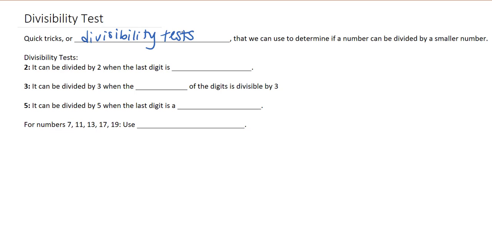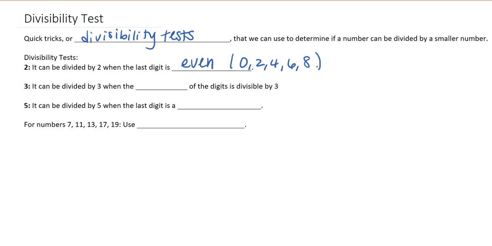It can be divided by 2 when the last digit is even. I hinted at this in the last video, where if it's an odd number, it can't be divided by 2. So when we have numbers that end in 0, 2, 4, 6, or 8, then it can be divided by 2.